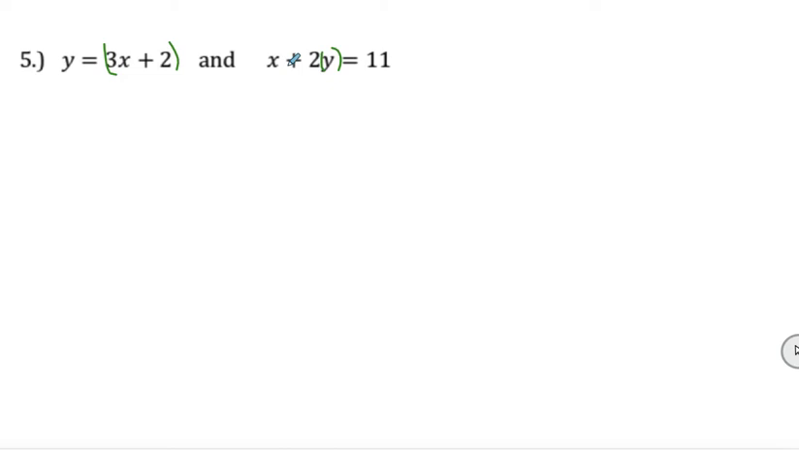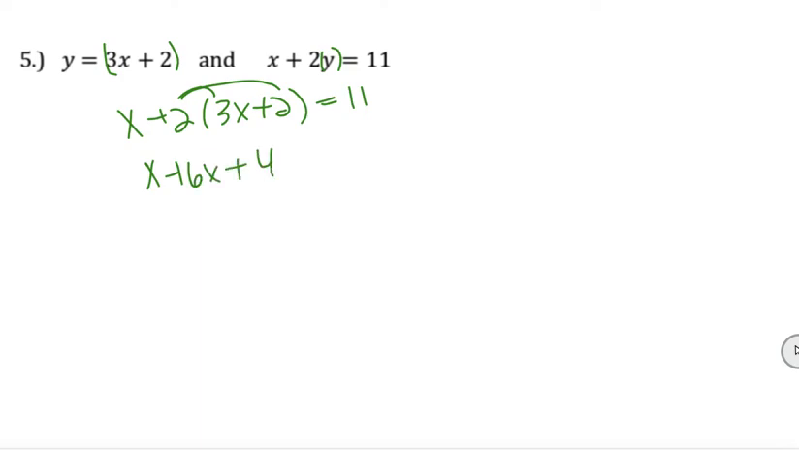So going through this again, taking the value of y, plugging it in, this is going to be x plus 2 times 3x plus 2 equals 11. So we're going to distribute 2 times 3 and 2 times 2. So we're left with x plus 6x plus 4 equals 11. Now x and 6x here, combining like terms, is 7x. And we have a positive 4 and 11.